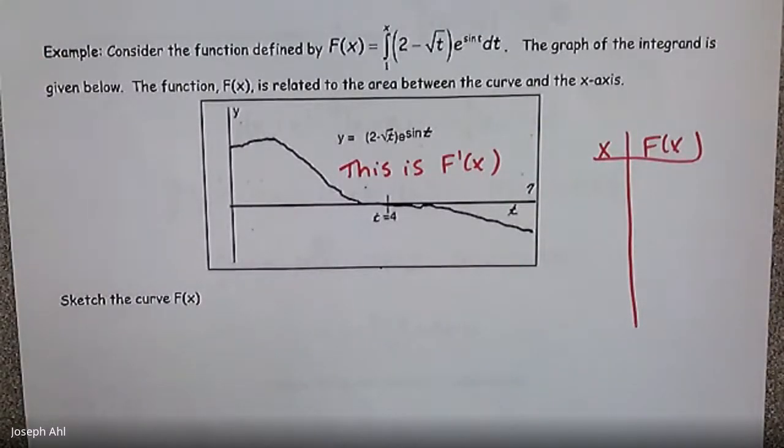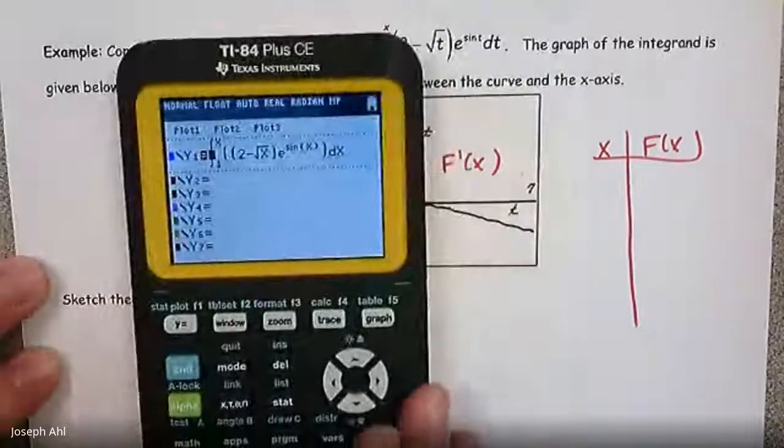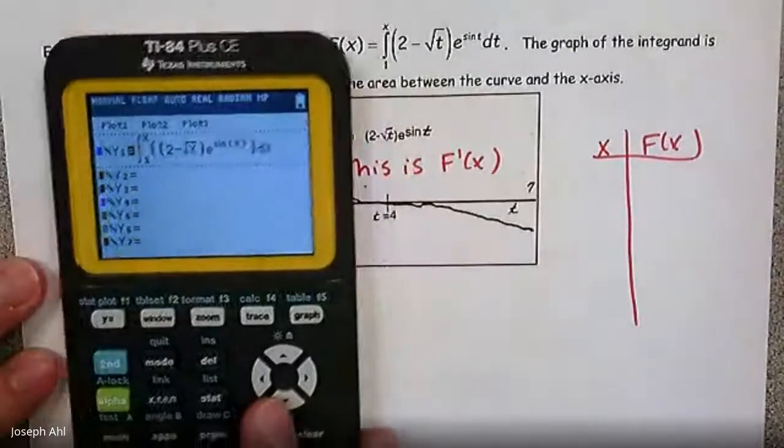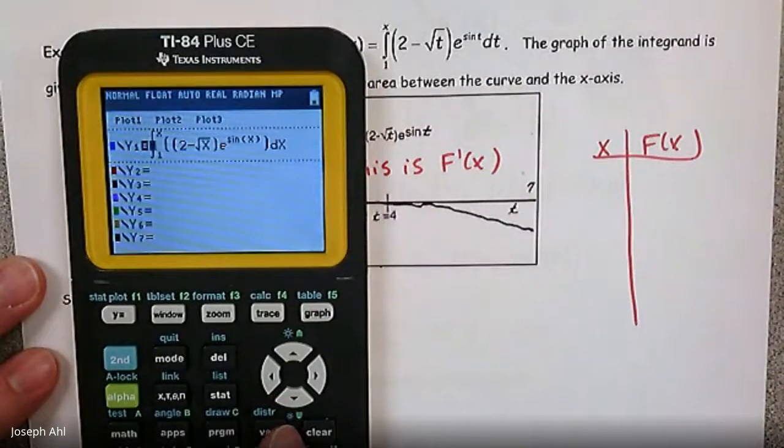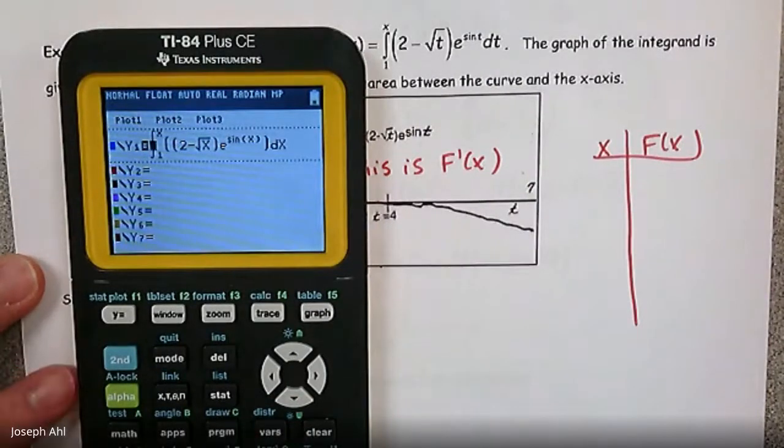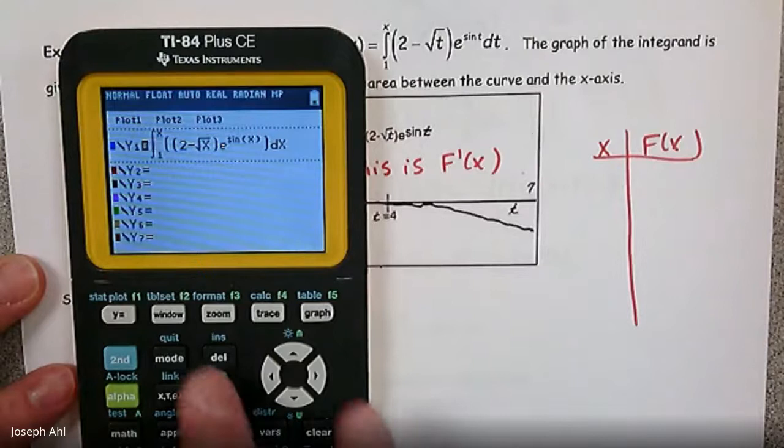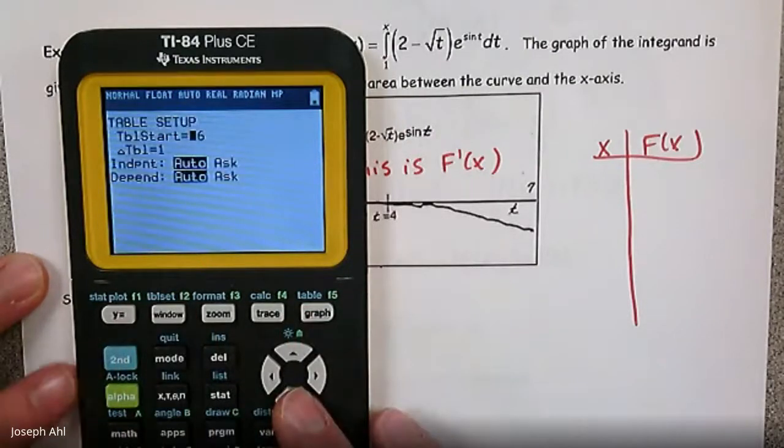So I've already done that. If you want to catch up to me, I typed in the integral from 1 to x of 2 minus radical x e to the sine x dx. Okay. Now your calculator is going to think about this for a little while. I'm going to double check that that looks okay.